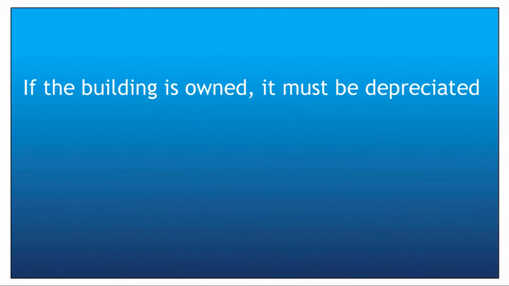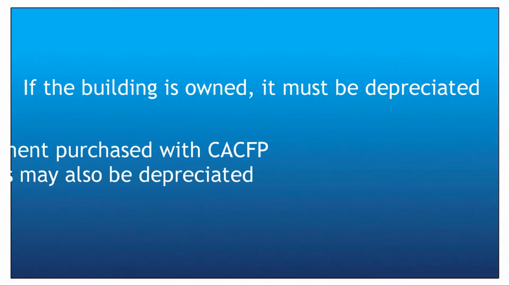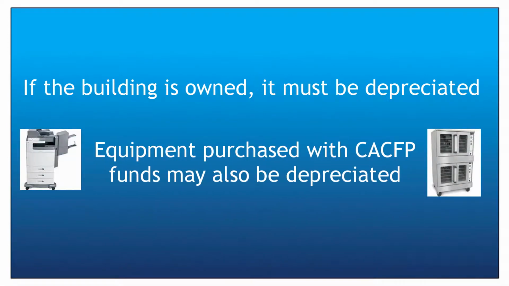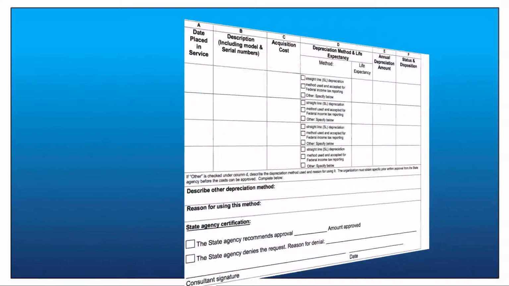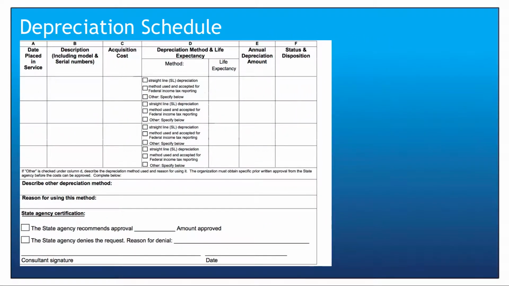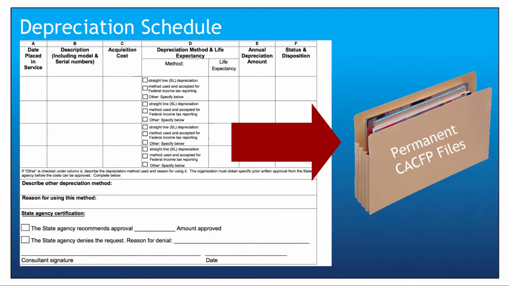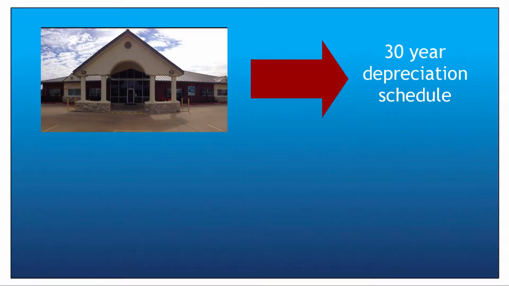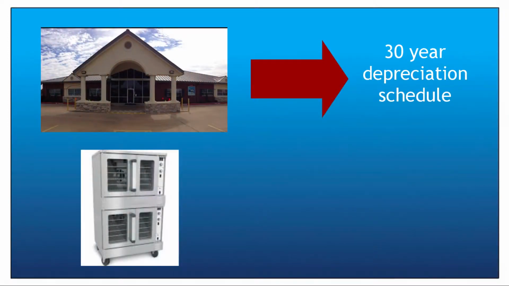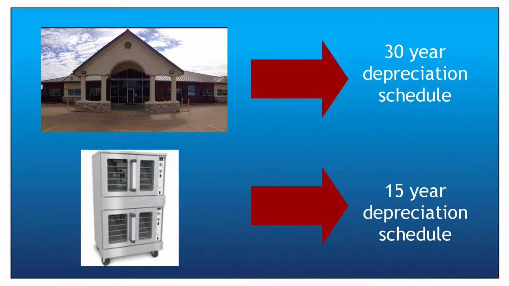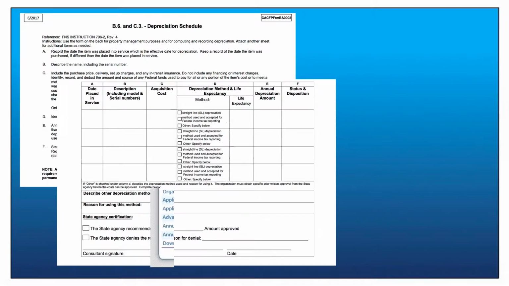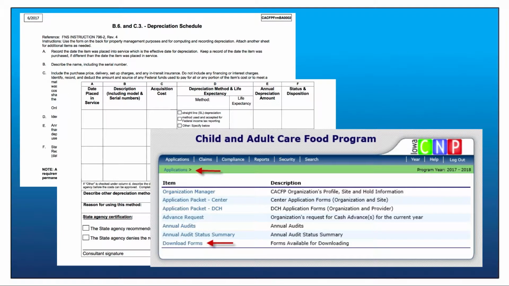If the building is owned, it must be depreciated. Equipment purchased with CACFP funds may also be depreciated. In both cases, depreciation schedules are required and must be kept in permanent files. Buildings use a 30-year depreciation schedule, and equipment uses a 15-year schedule. The form to use can be found in Download Forms.